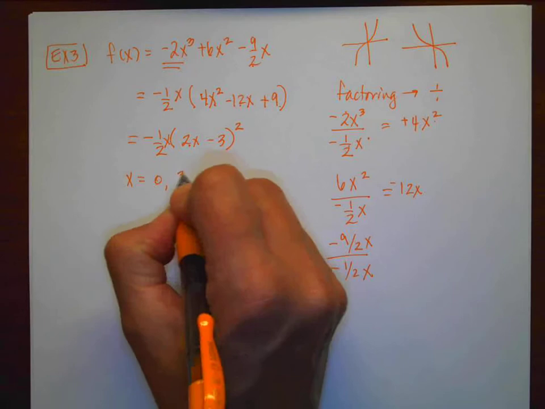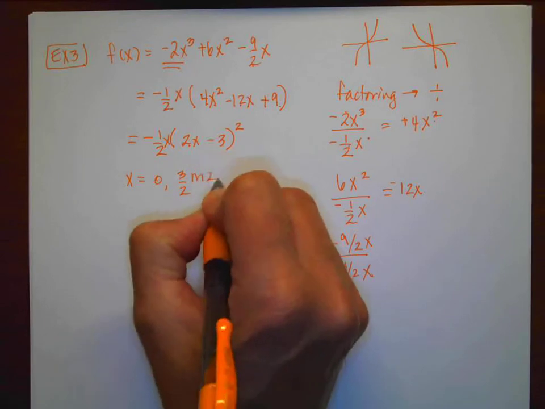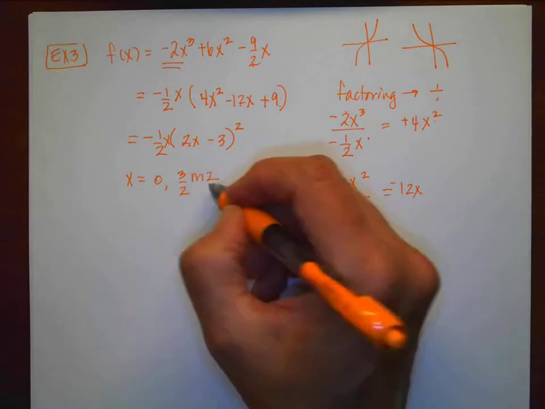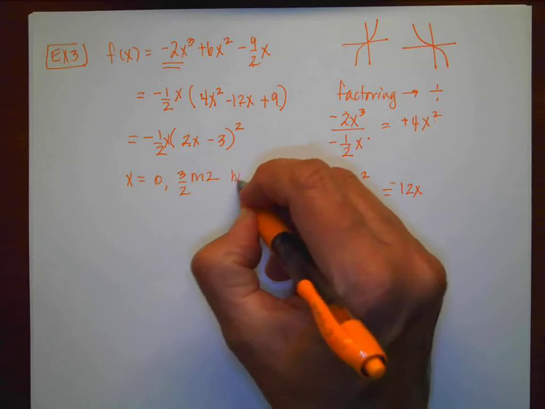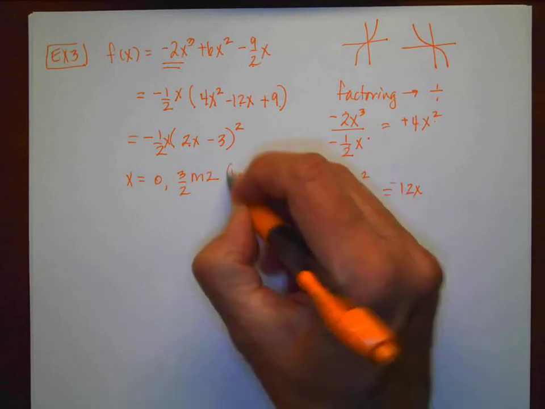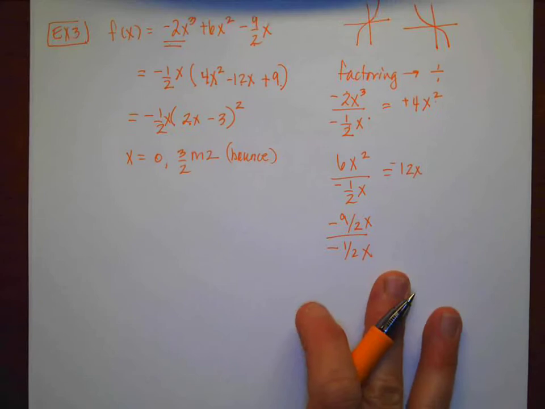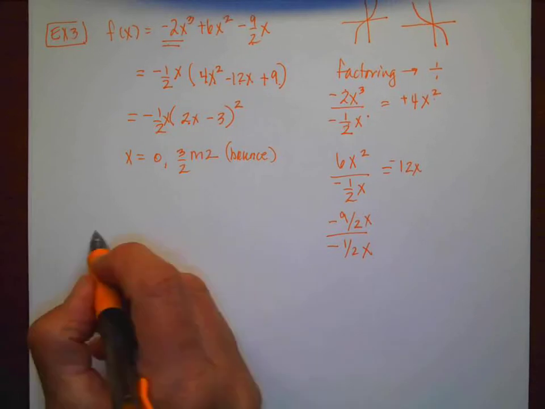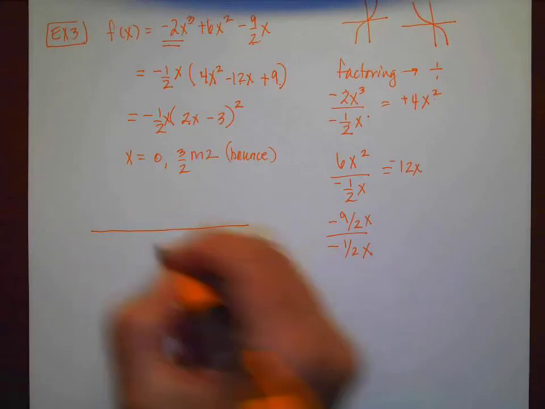So for my zeros, I get x is equal to 0 and 3/2 with a multiplicity of 2. And remember that at a multiplicity of 2, that means that there is going to be a bounce. And at this point, we just don't know if it bounces up or it bounces down.